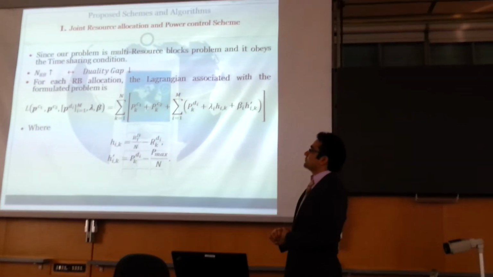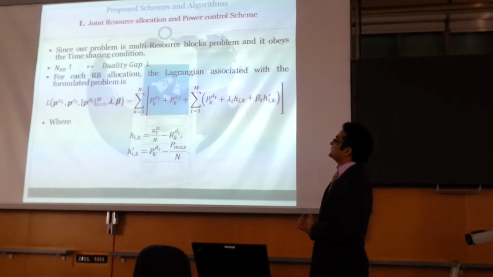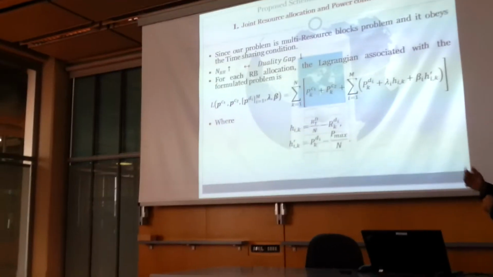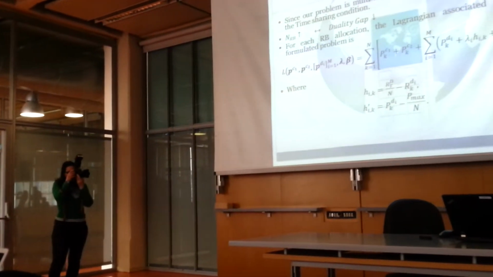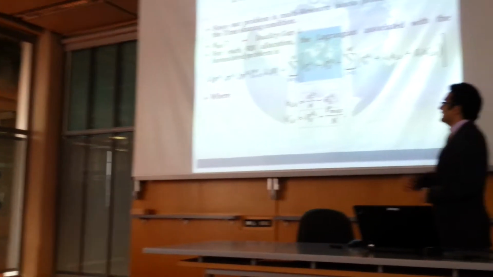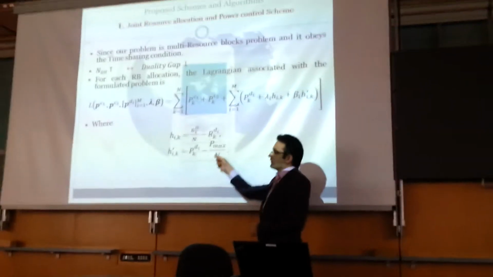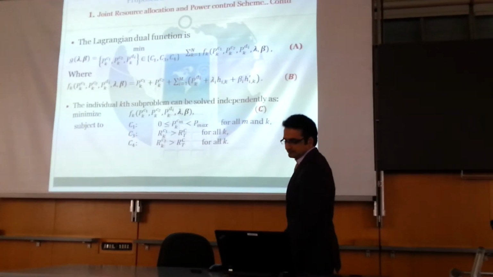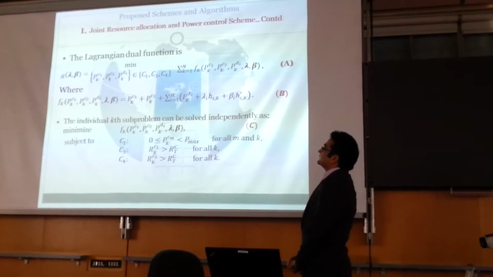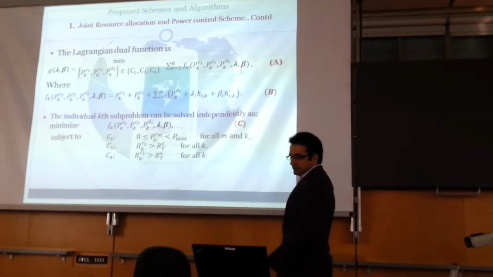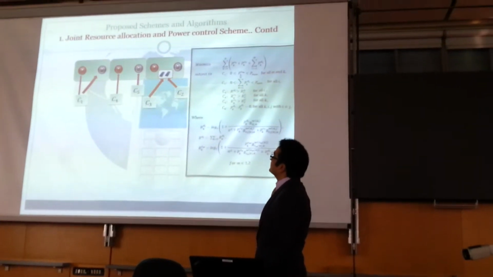So for each resource block allocation, we have an associated Lagrangian formulated problem, which is given by this equation. This is the rate constraint and this is the power constraint here. So here is some mathematical work. It can be further elaborated with this picture.